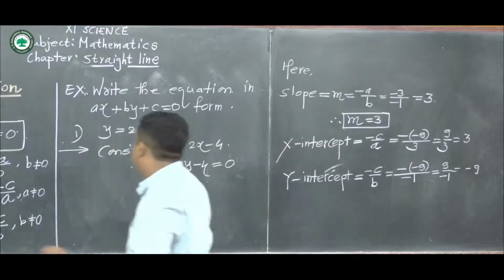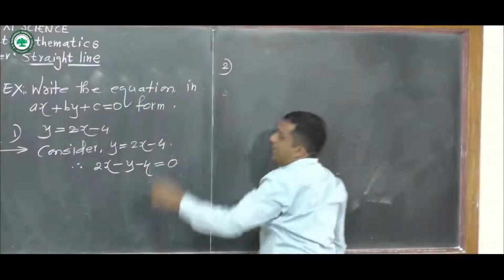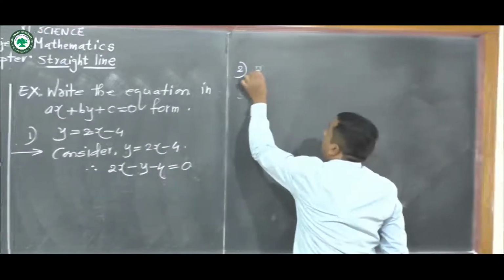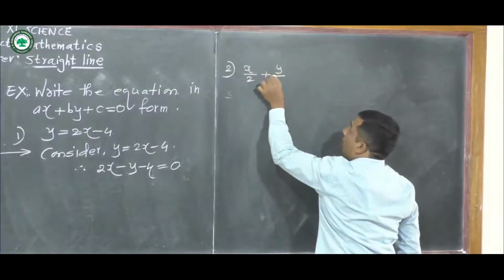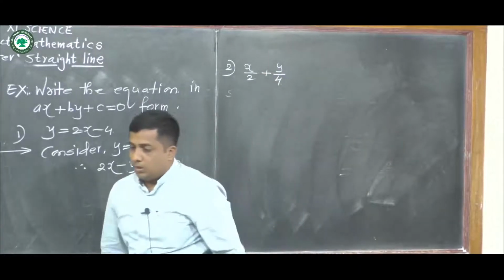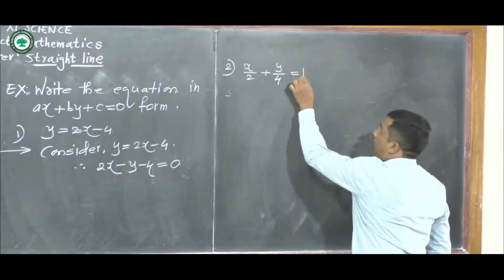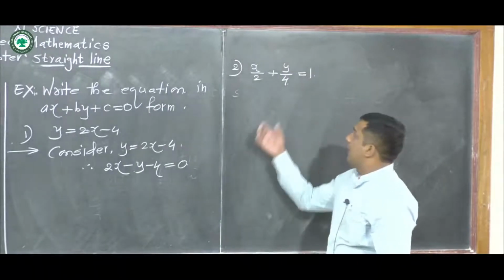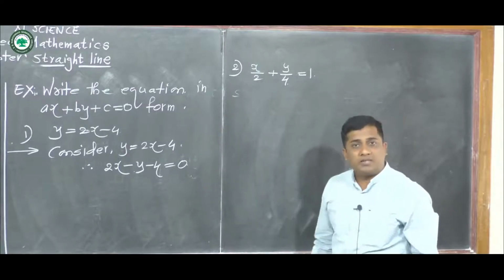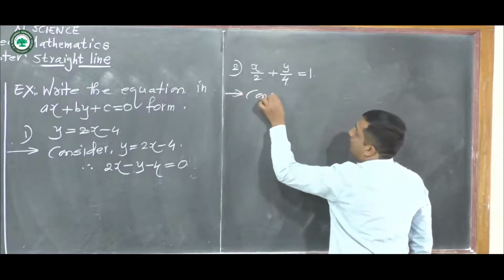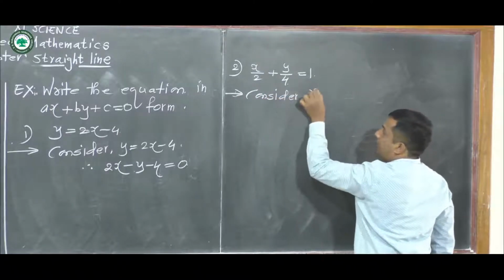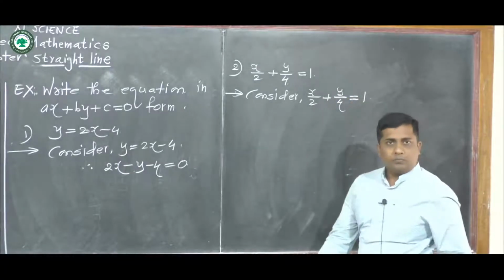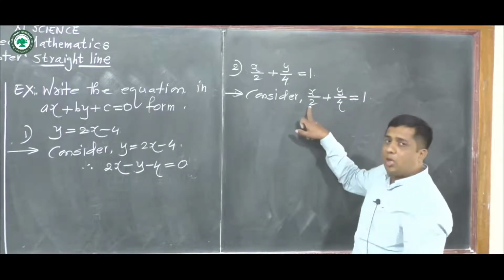Okay, let's go with the second one. Here in the second, given x upon 2 plus y upon 4 is equal to 1. Now we have to write this equation in the form of ax plus by plus c equal to 0. So consider the given things: x upon 2 plus y upon 4 is equal to 1. Here firstly we have to make this denominator 4.